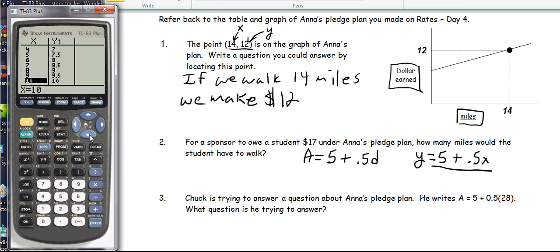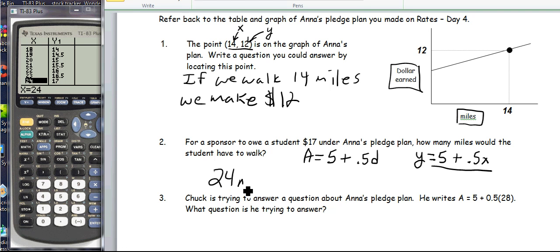The reason I'm looking for that is our question asks if we're going to make $17, how many miles would the student have to walk? Remember, the x is in place of the miles, the y is in place of the dollars. So I can look here and I see 17 y dollars equals 24 miles. So my answer would be 24 miles.